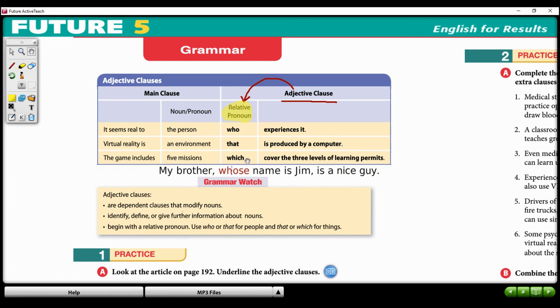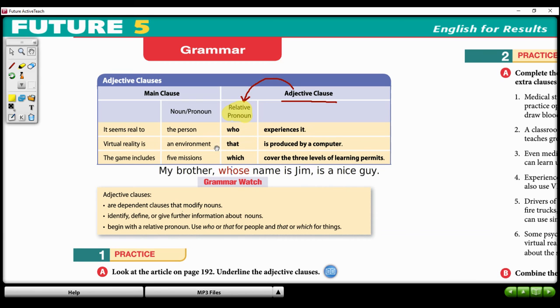Also, that and which can be used to introduce or modify and explain things. So again, who and that can be used for people, that and which can be used for things. An adjective clause is going to identify the noun that it's describing. When this happens, when it identifies the noun and that extra information is necessary, we don't use a comma.